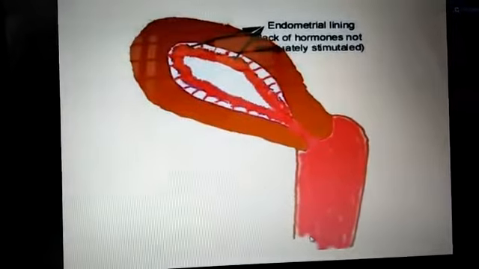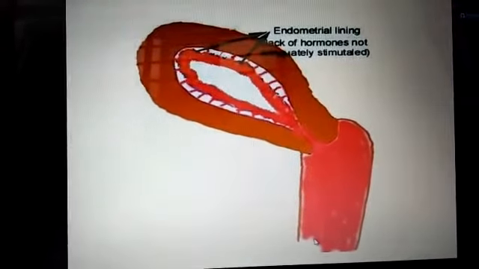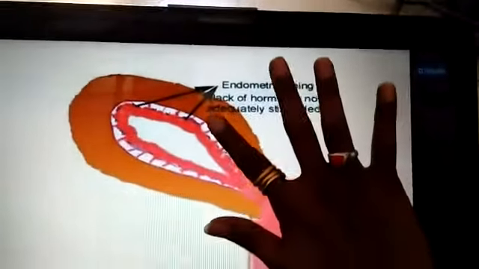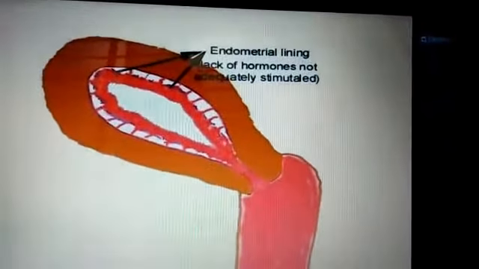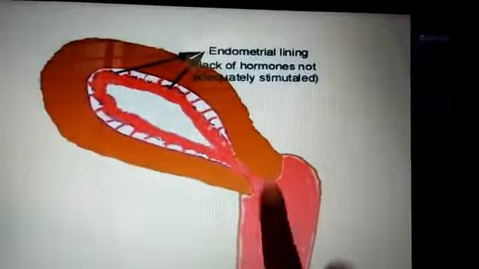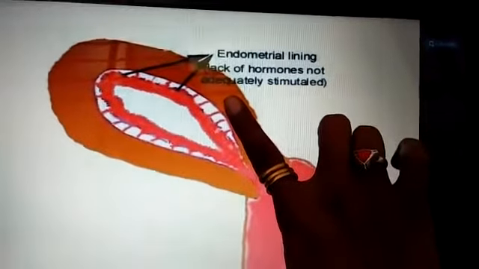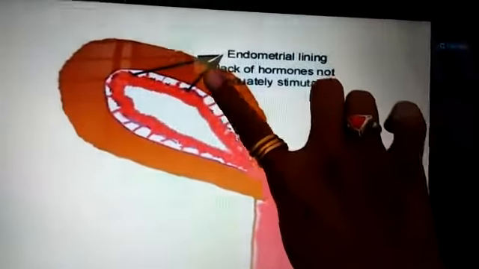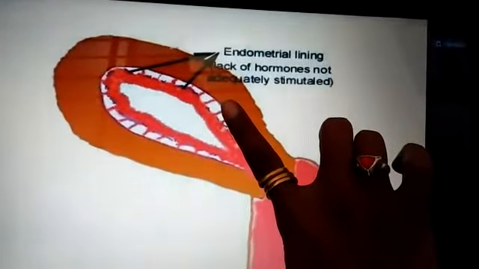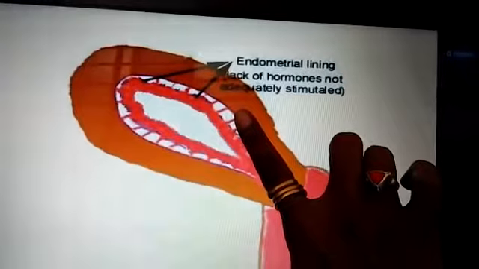But if there is a lack of these hormones, then there is improper growth of the endometrium. In this diagram, if growth is taking place normally, whatever the shedding takes place here, it is a normal menstrual cycle. But sometimes, if the endometrium lacks hormones, this part becomes improper, and that is called irregular ripening and irregular shedding.